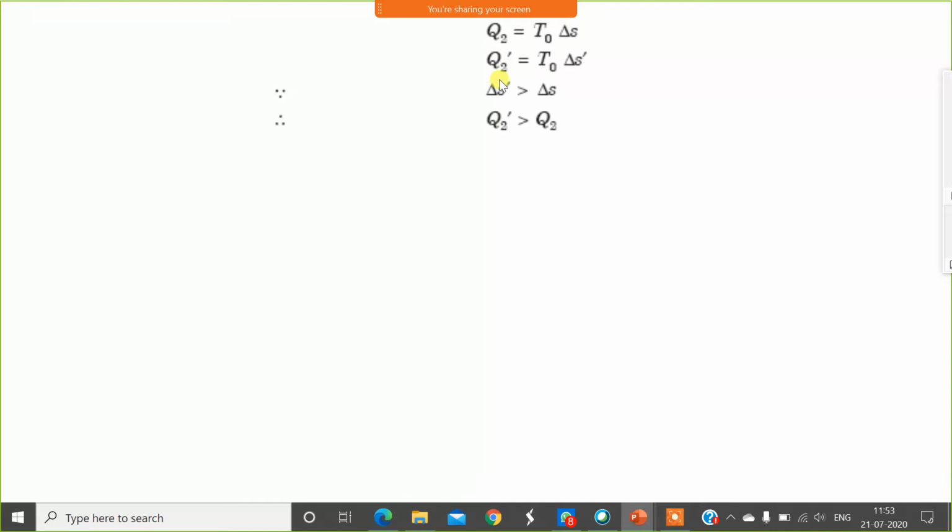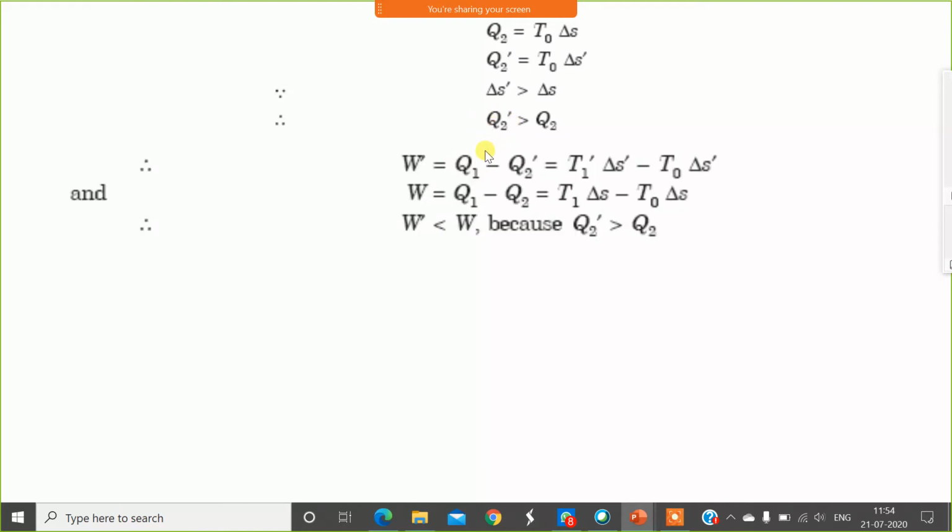In the second case, for finite temperature difference, heat is also rejected at the surrounding temperature T0. But in this case the entropy change delta S dash is greater than delta S. Therefore we can say that heat rejected for finite temperature difference is greater than heat rejected for the first case. As the heat rejection increases, work done decreases, or we can say there is a decrease in the available part of energy, or an increase in the unavailable part of energy.